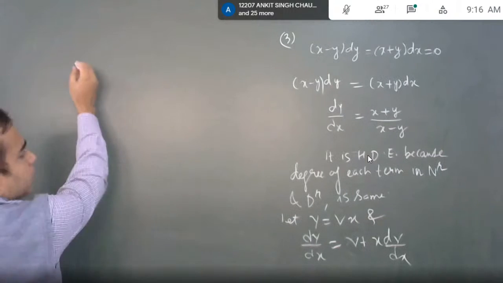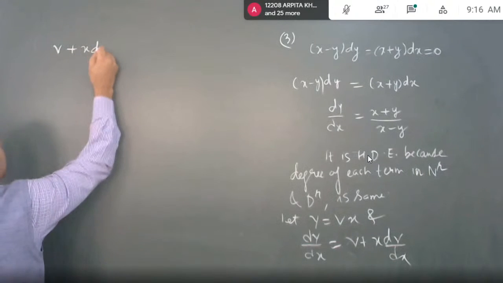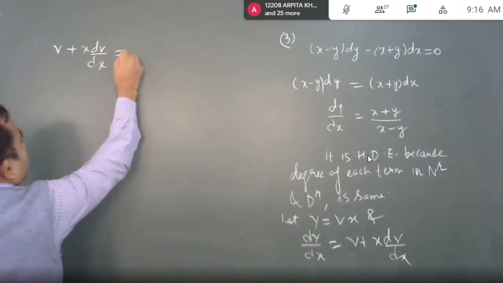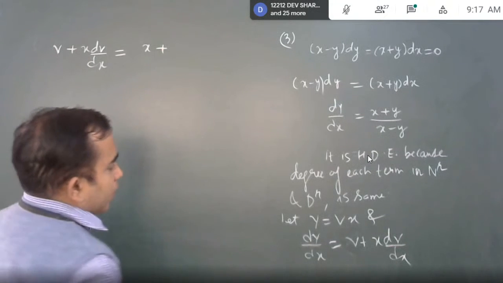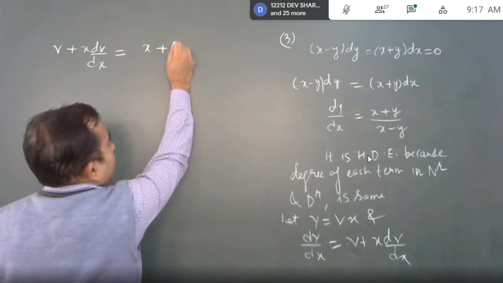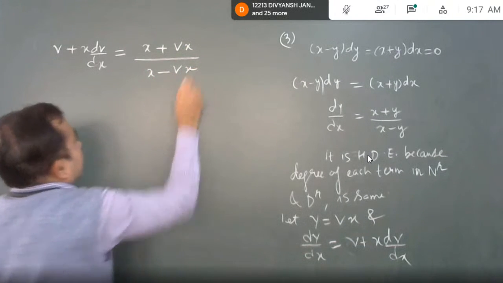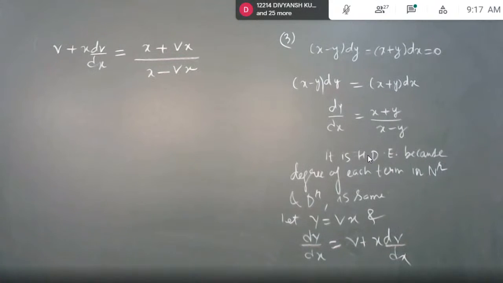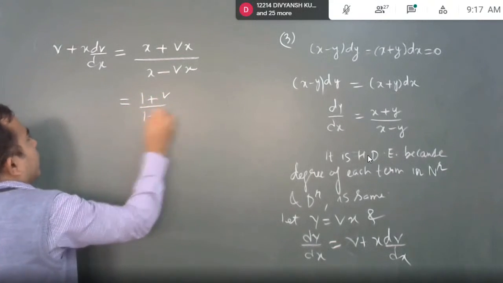And this equation will become v plus x dv upon dx equal to x as it is, and this y will be replaced with vx whole upon x minus vx. x common and cancelled, 1 plus v upon 1 minus v.